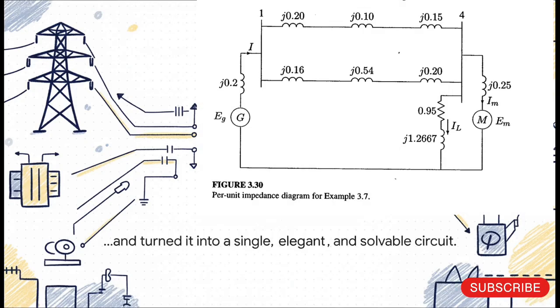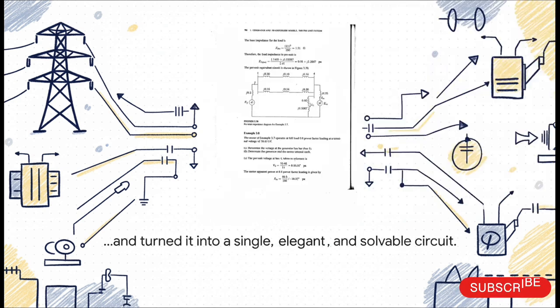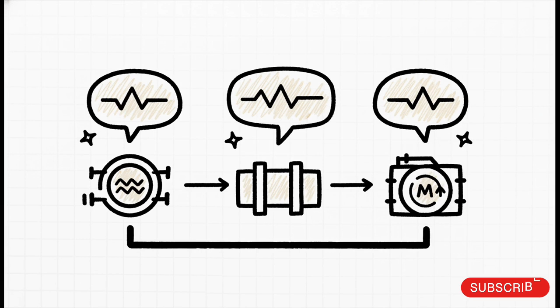All that complexity, it just vanishes. Everything is translated into a single, clean, elegant diagram, where every value is now in per unit. It's not just nice to look at, it's a circuit that engineers can actually solve. And that right there is the ultimate goal of all this modeling. By creating this abstract layer, this common language, engineers can take a physical system that seems impossibly complex and turn it into a mathematical problem that they can actually solve.